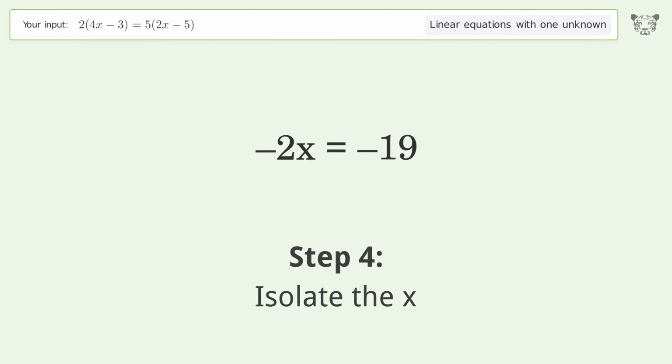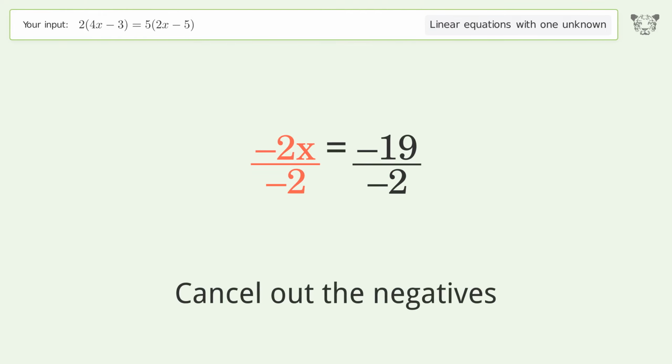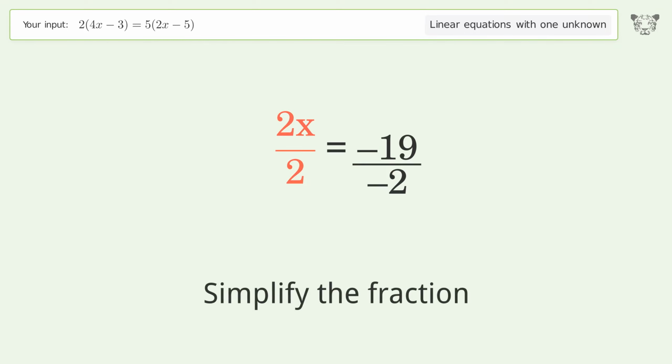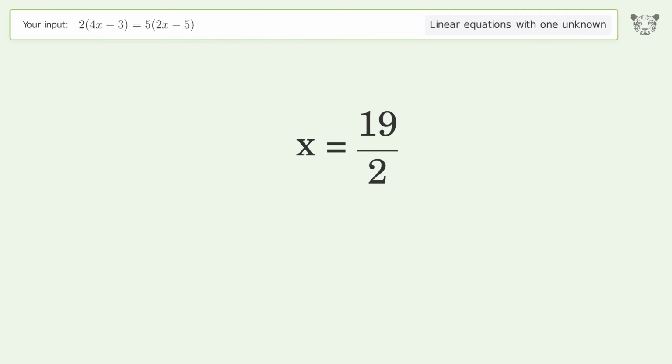Isolate the x. Divide both sides by -2. Cancel out the negatives. Simplify the fraction. Cancel out the negatives. And so the final result is x equals 19/2.